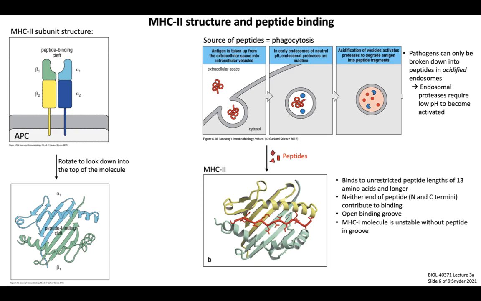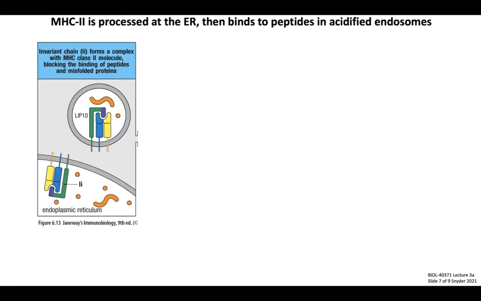So, phagocytosed or endocytosed proteins from the extracellular space must meet up with something like a lysosome, which has an acidic pH. And this activates the cathepsins, which are these little blue molecules in the diagram, which are responsible for chewing up a larger foreign protein into peptide fragments, which can then be loaded onto MHC2. Now that we've established the structure of MHC2, let's get into how peptide is loaded onto this complex.